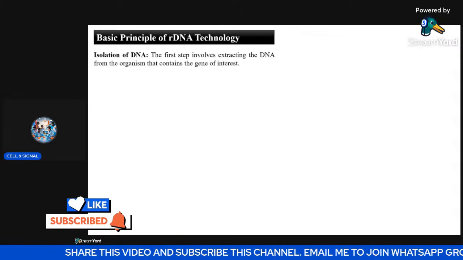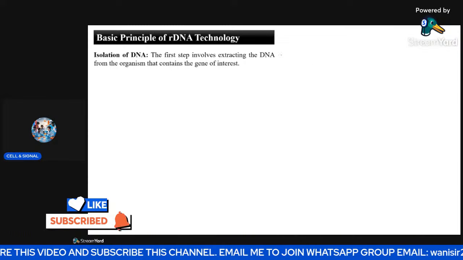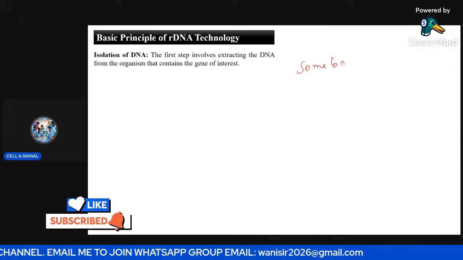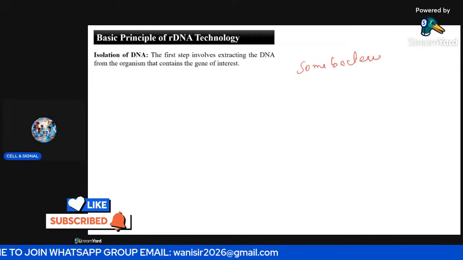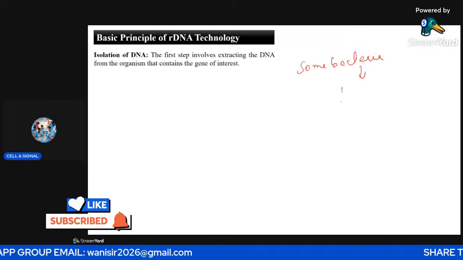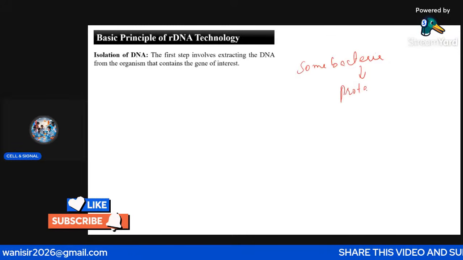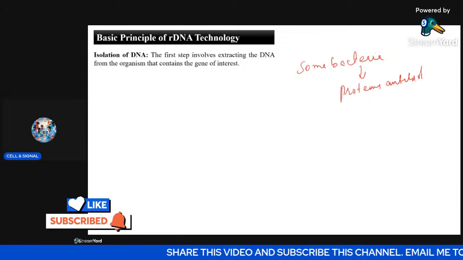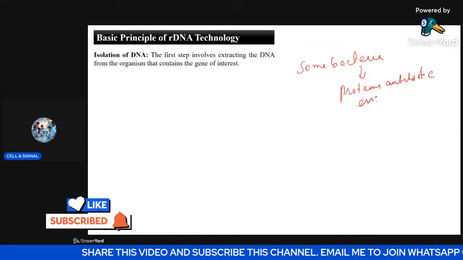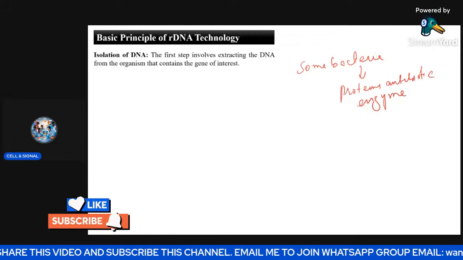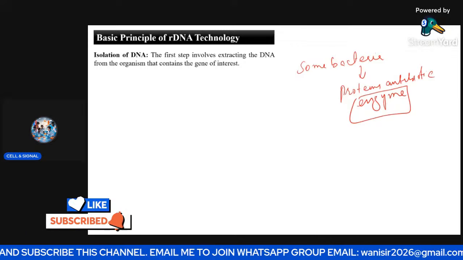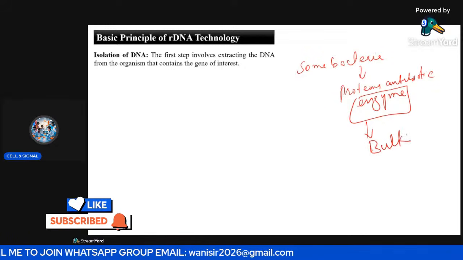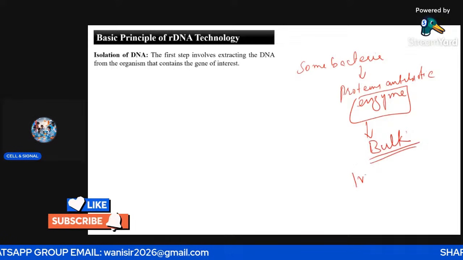For example, we know that some bacteria are producing proteins or antibiotics or any enzyme. That enzyme is very important for us, and this enzyme we need in bulk, and it has an industrial use.